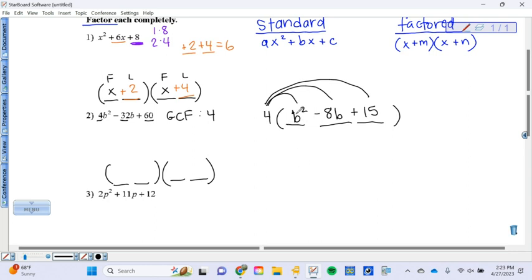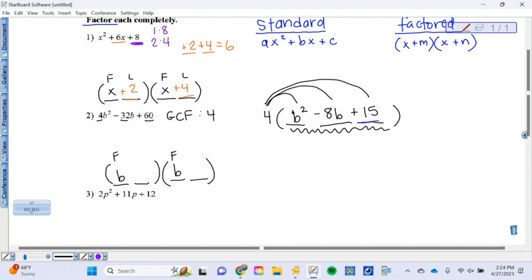Got 4. Okay, so now I've factored out this 4. So now I can just factor this part inside the parentheses to come up with my two binomials here. First of all, what's my first times first going to be? It's not X in this one, it's B. So B times B. And then I need to look at this last number, my 15.